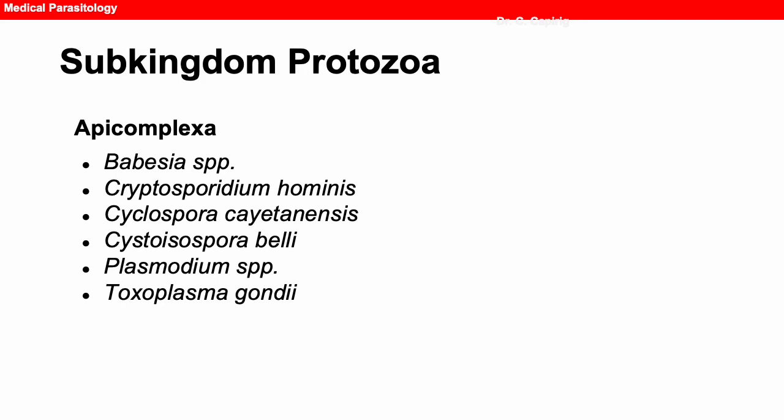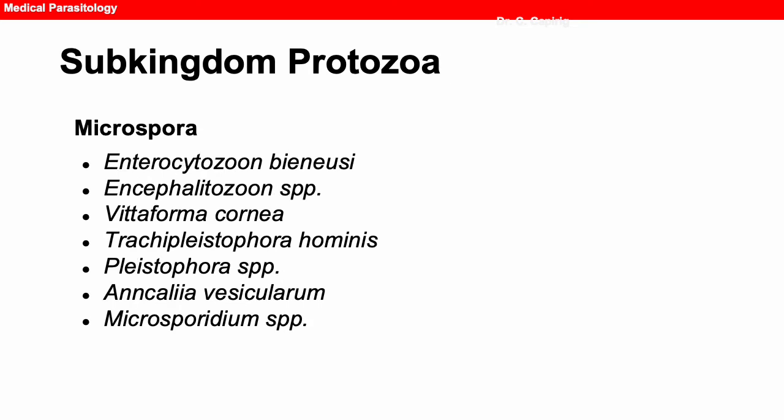For Plasmodium species, we have 5 different species. We have Plasmodium falciparum, which is the most severe type of malaria. It is the one that is endemic here in the Philippines. Plasmodium ovale, Plasmodium vivax, Plasmodium malariae, and Plasmodium knowlesi. For Toxoplasma gondii, it causes toxoplasmosis.